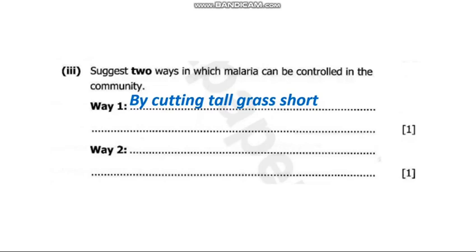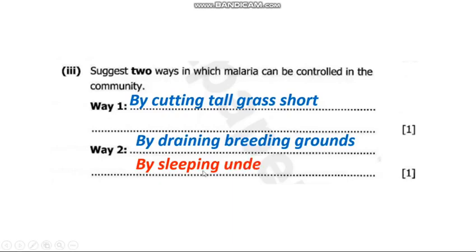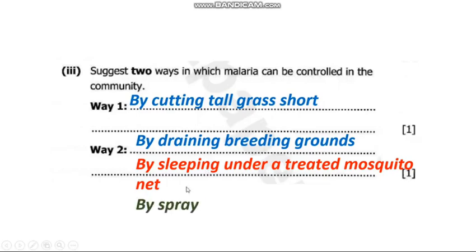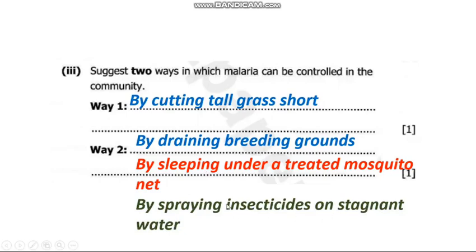Another way is by ensuring that we are clearing or draining the breeding site. So whenever there is stagnant water, we have to make sure that we clear it so that it becomes clear, no mosquitoes will be there using it as a breeding site. So our second way, we have said by draining breeding grounds. Again, we can also say that by sleeping under a treated mosquito net. Apart from that, we can even say by spraying insecticides on stagnant water.